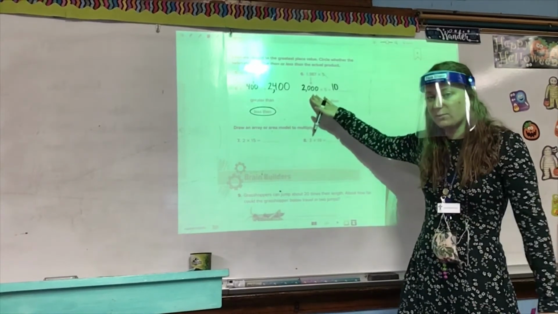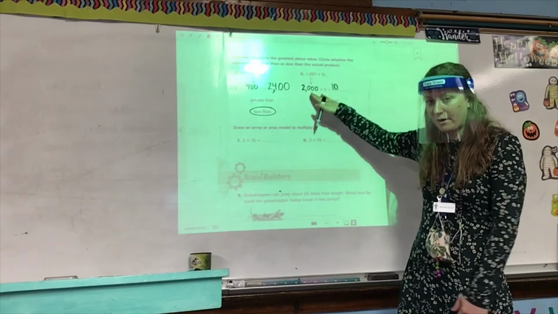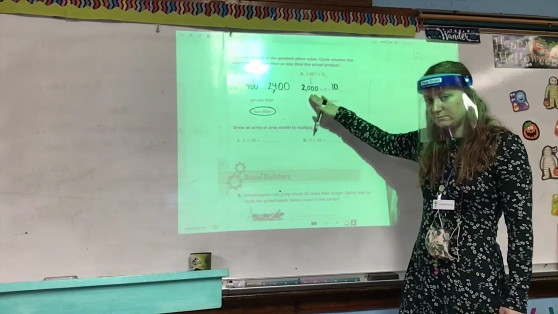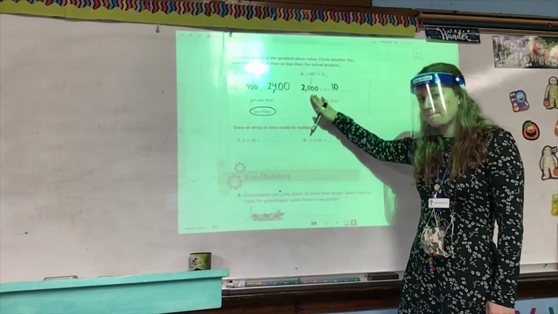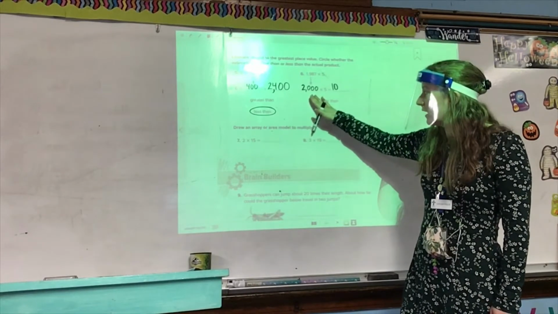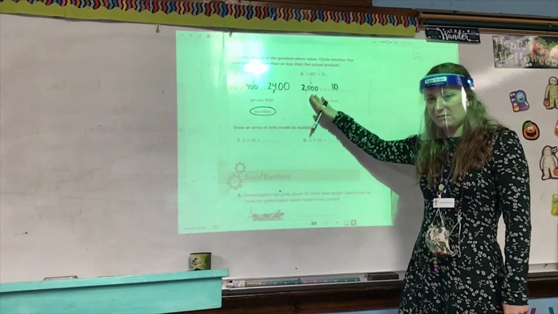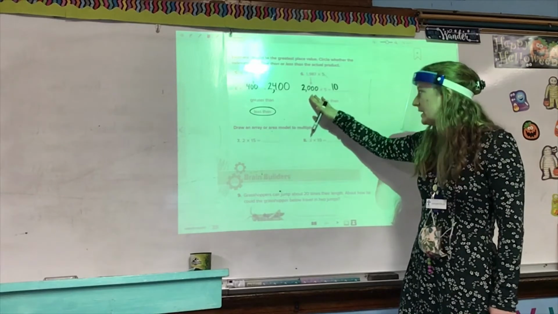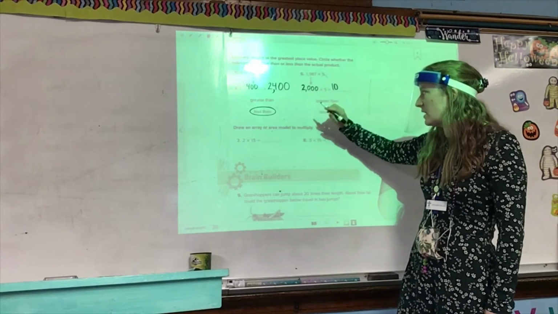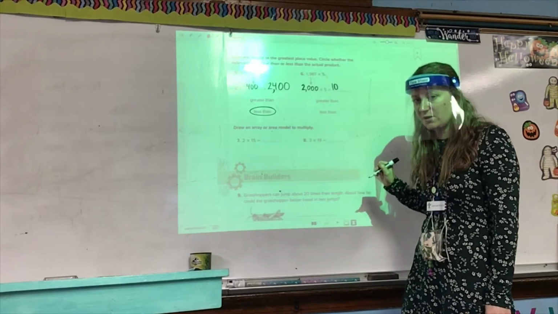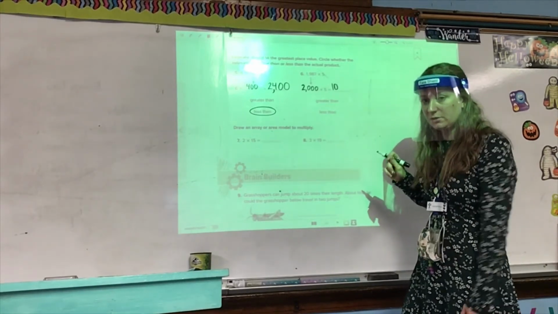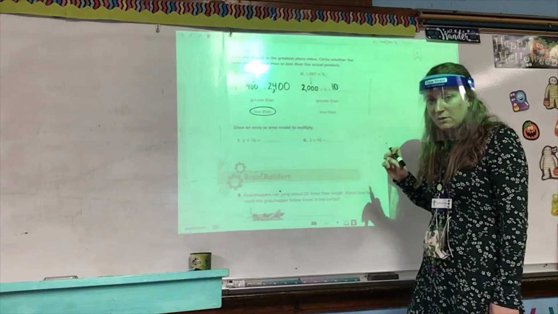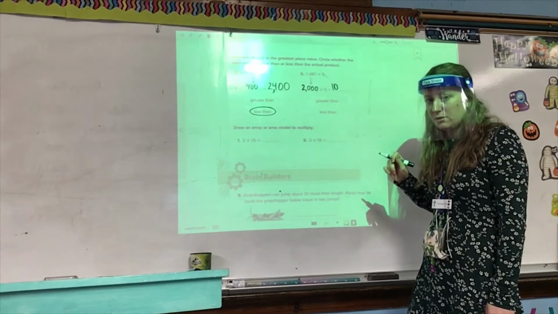So step three is we have to count the zeros that are where, Carla? In our factors or our product? Factors. At the end, in the middle, at the beginning? End. So we have how many zeros at the end of our factors? Three. So now step four is to put the zero where it needs to be. Which is where?